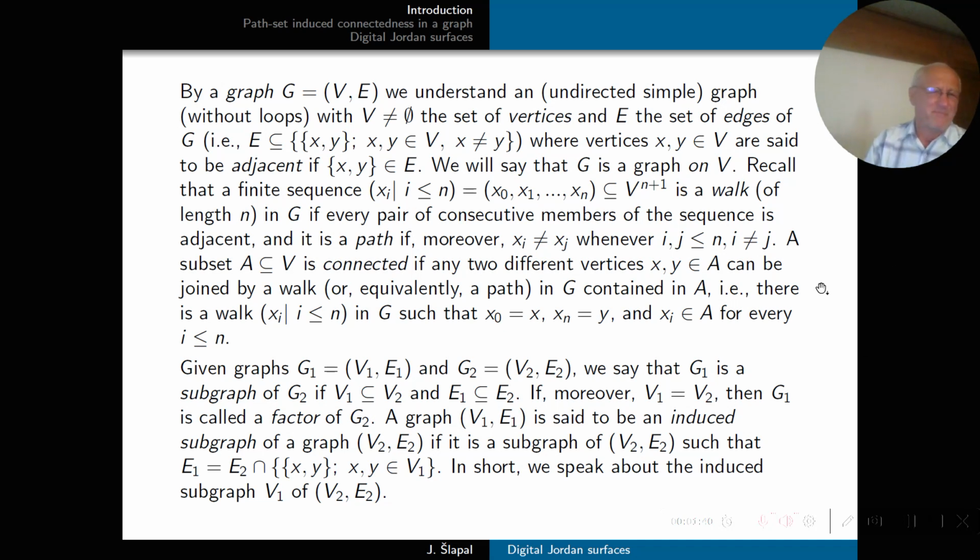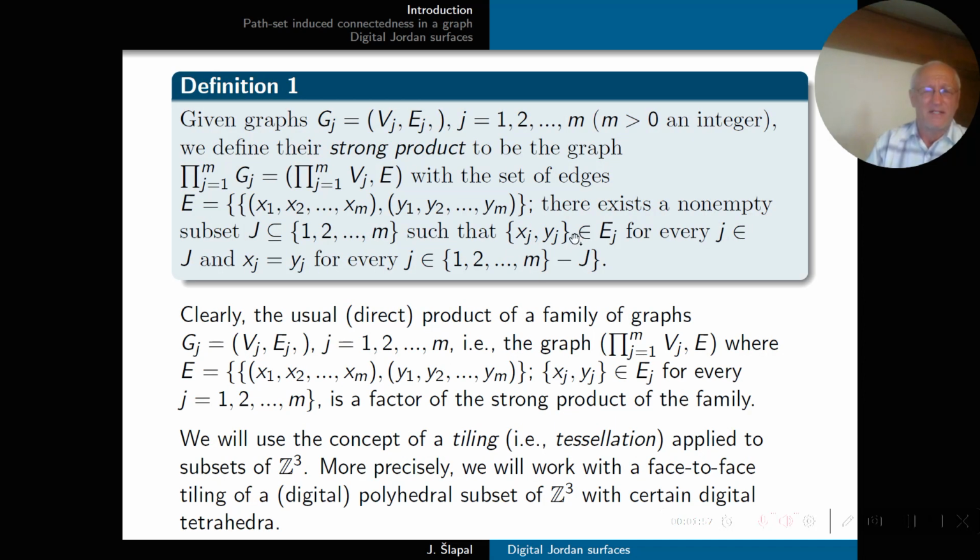So here we have some basic concepts of graph theory, which I think everybody knows. I need not repeat it. Everybody knows what a path and a walk are, and what a subgraph is, and so on. Perhaps one definition which is not so common is the strong product of graphs.